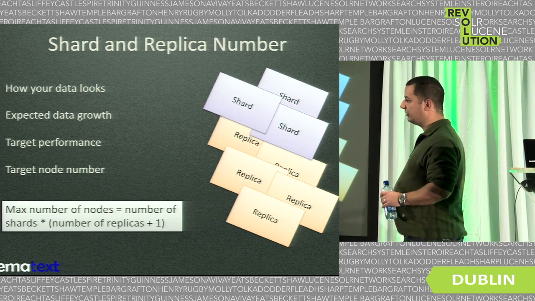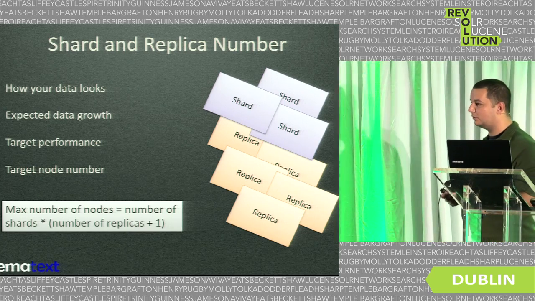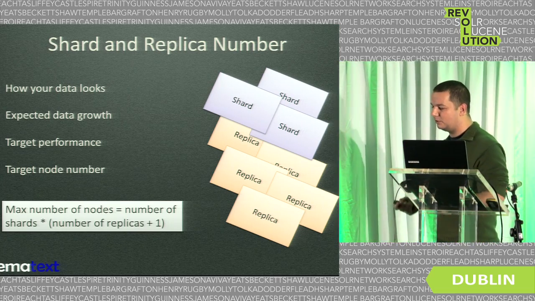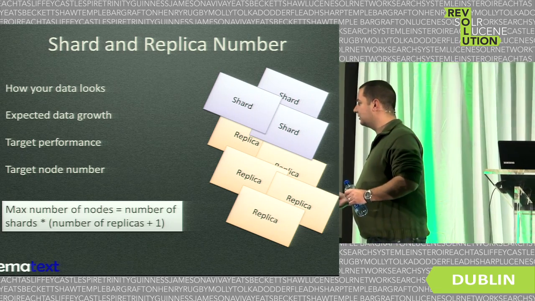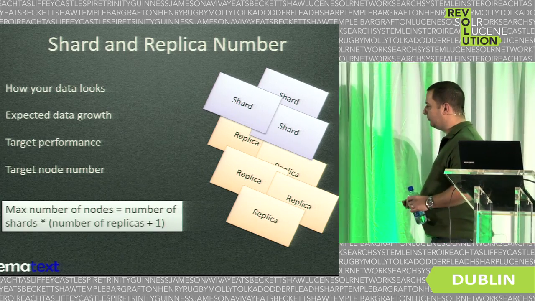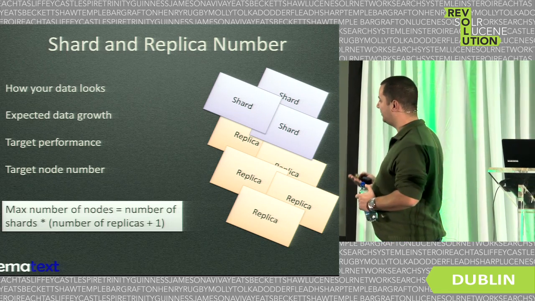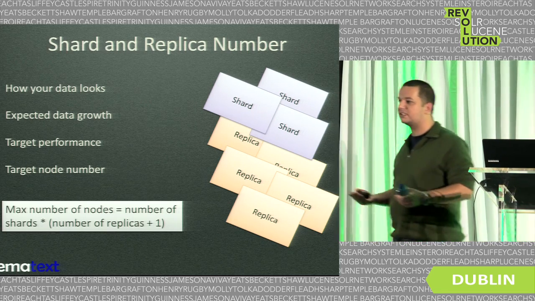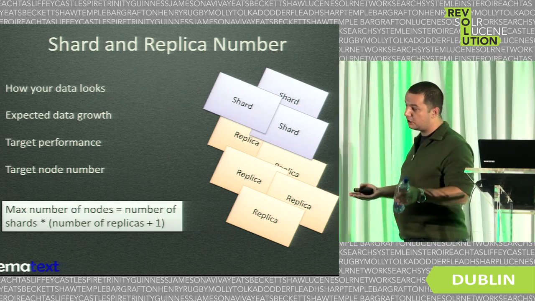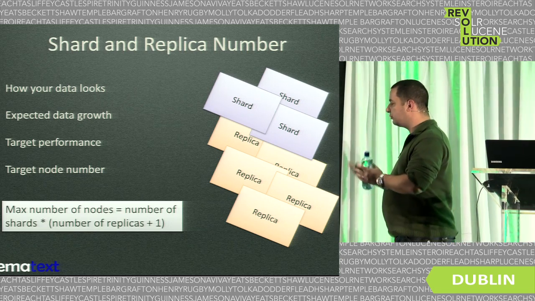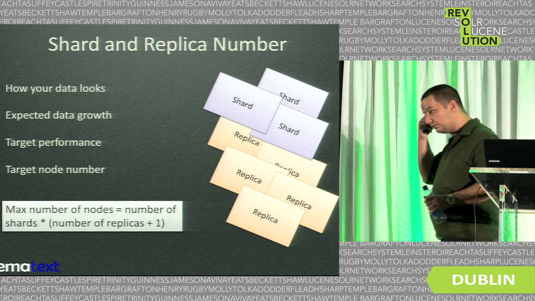There is a very simple equation that allows us to see the maximum number of nodes we can have for our deployment. It's the number of shards multiplied by the number of replicas plus 1. So basically, if you have 3 shards and each shard has 1 replica, that means you can have a maximum of 6 nodes having the data. So 3 shards, the leader shards, and 3 replicas means 6 physical shards. That's a simple equation to remember.